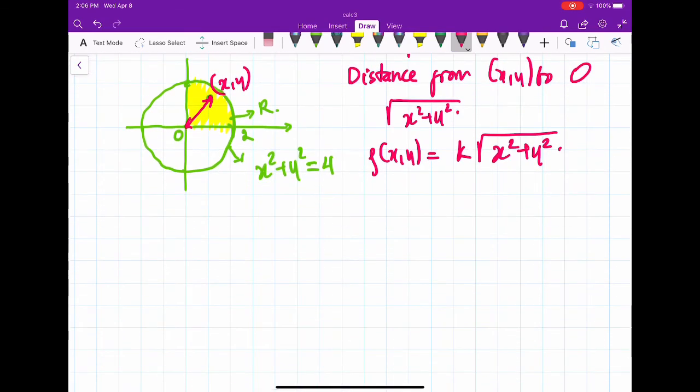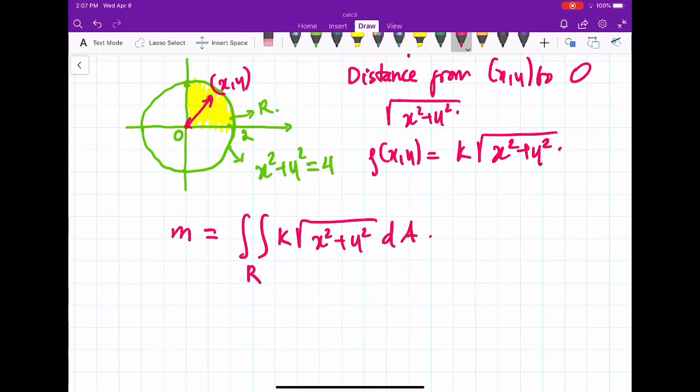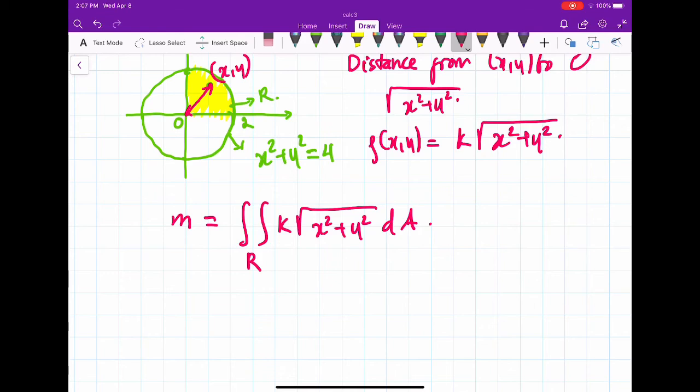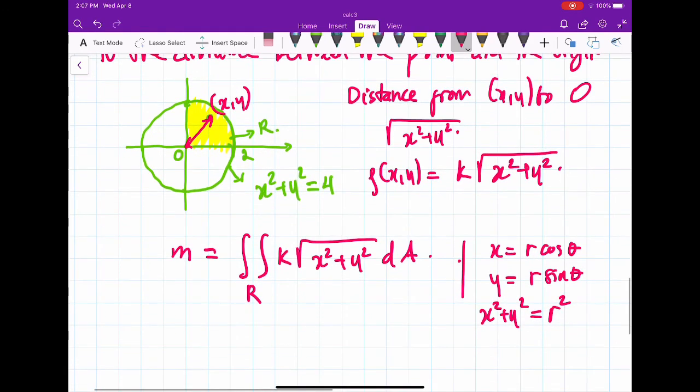Okay, so the formula, the mass m equal to double integral on R, here we have k square root of x squared plus y squared dA, right? You know, our region is very special. That is 1/4 of the circle. And when we learn polar coordinates, we know that for such integrals, it's very easy to use polar coordinates, right? So I would write this integral using polar coordinates. I know that x equal to r cosine of theta, y equal to r sine of theta, and x squared plus y squared is equal to r squared. Make sense?